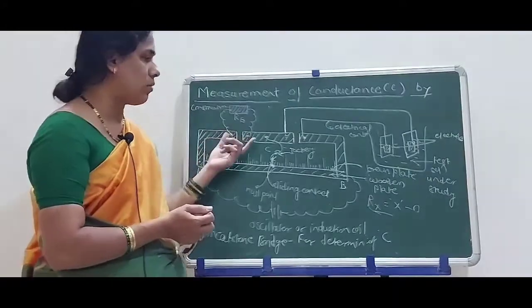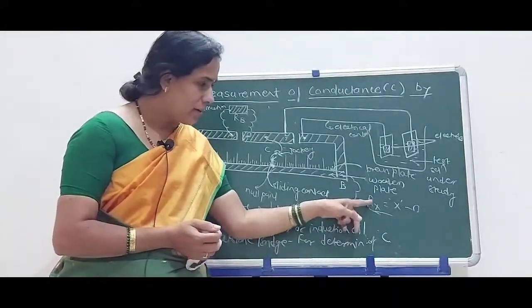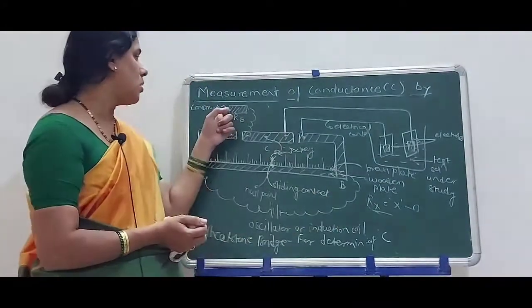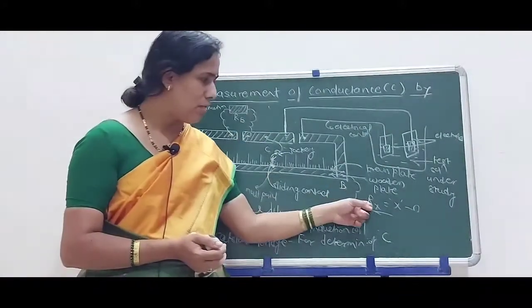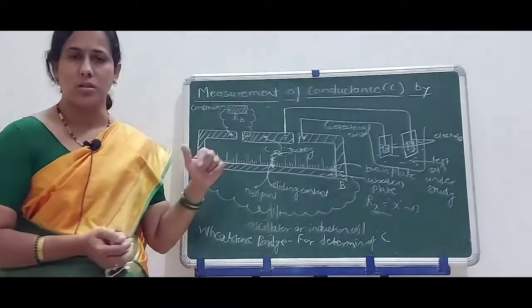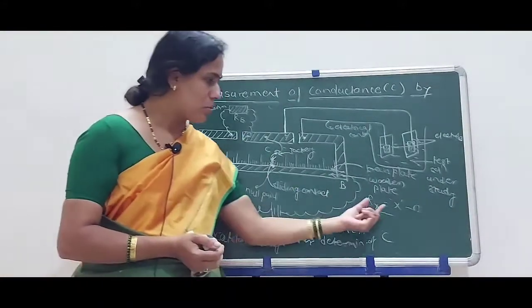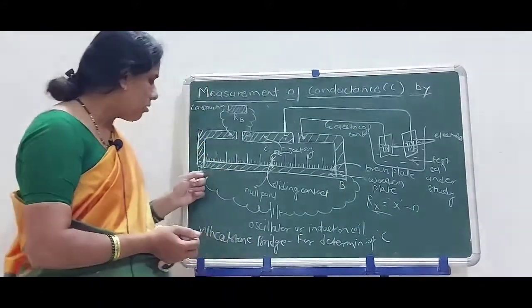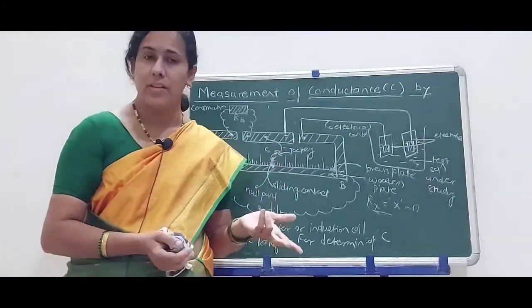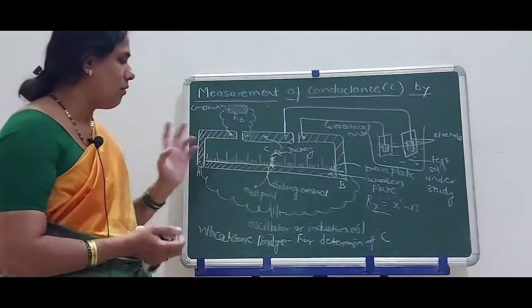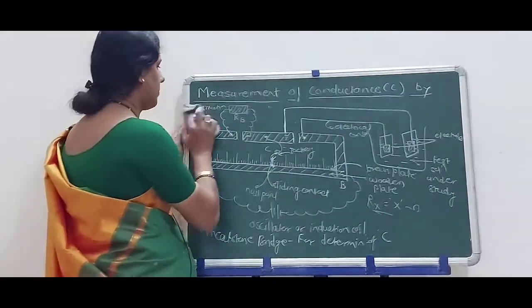Now what is the calculation? By taking the ratio of unknown resistance to the known resistance. Already we know the known resistance. By taking the ratio of unknown resistance to known resistance, corresponding to length AC to length BC, we get the resistance of the unknown solution. What is the calculation? See here.